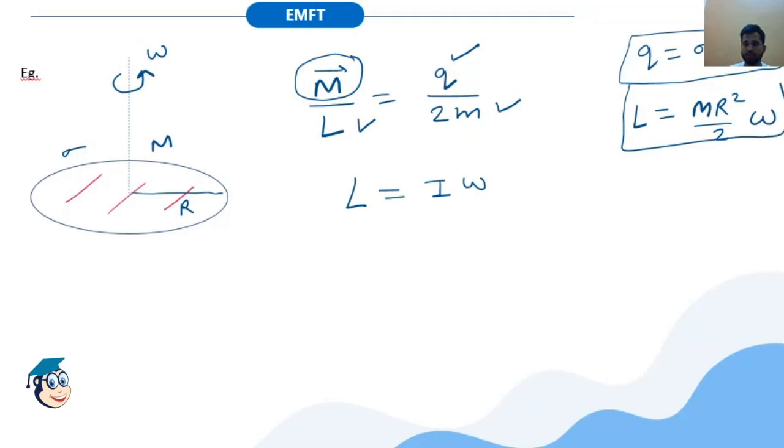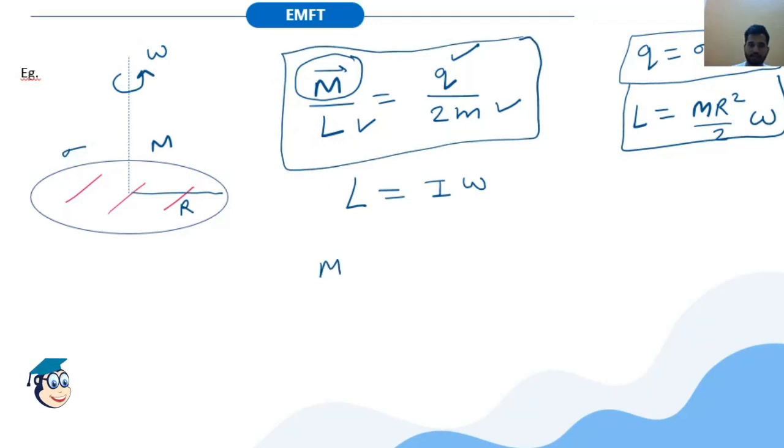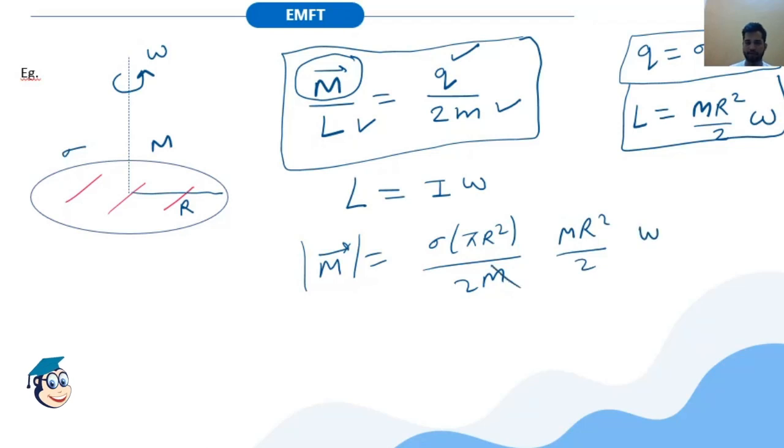So putting these two values in the expression, this ratio is called the gyromagnetic ratio. You can write m, we are calculating the magnitude of the magnetic dipole moment, equal to q over 2m times L. Q can be written as sigma into pi r square, divided by 2m times L. L is nothing but m r square over 2 times omega. M cancels. You can see this is nothing but sigma omega pi r raised to power 4 divided by 4.